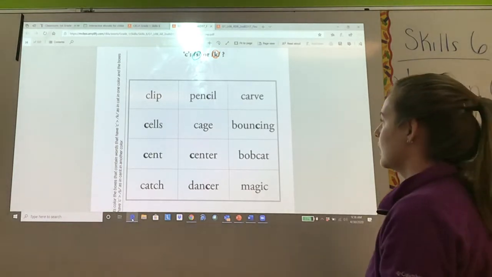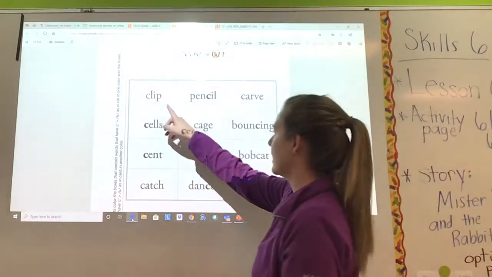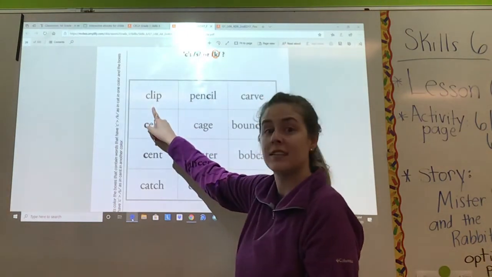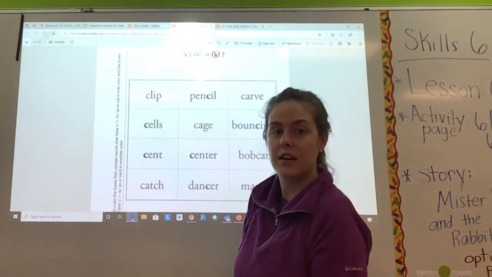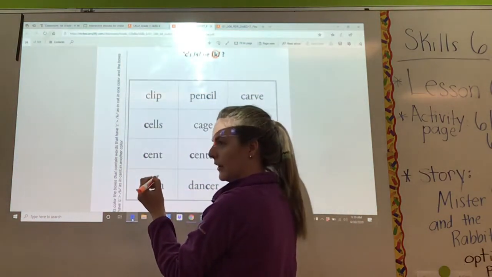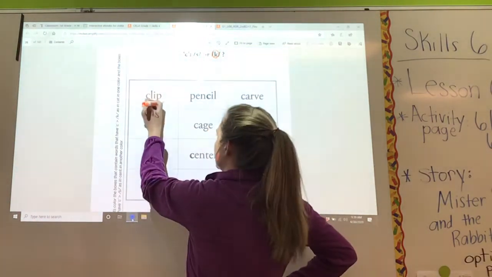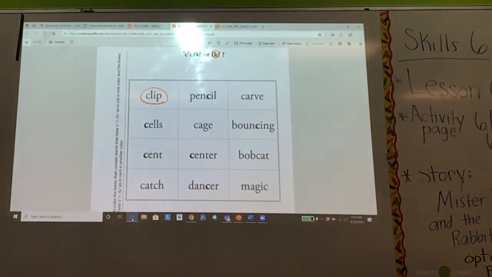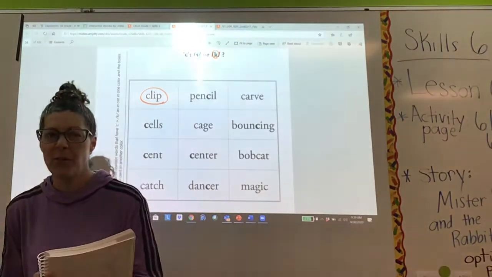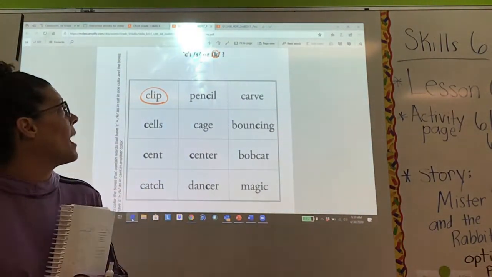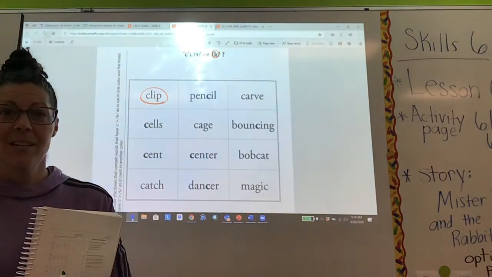I'm going to just start right here. Clip. Clip. That does sound like a K, so it's clip. Should we circle or color? Whatever you'd like to do, I'll follow you. Circle is nice and neat. I like that too because then I can still read the word after you've done your work. So that helps. My job is I'm finding C that says S.